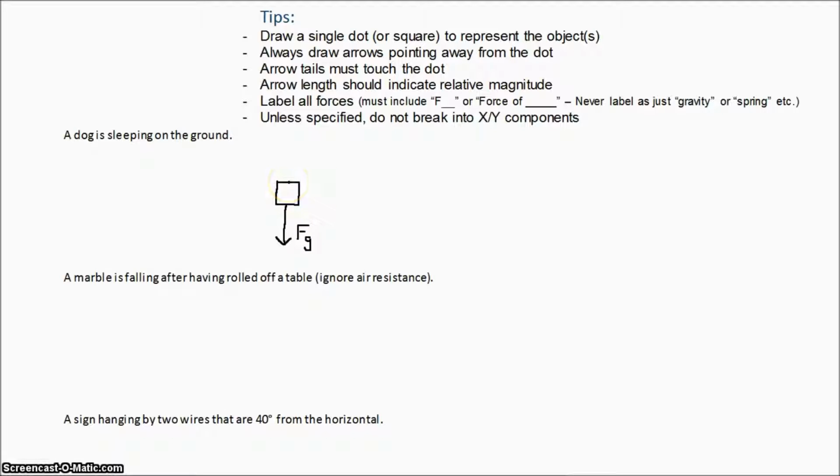And the dog is in equilibrium, it's just sitting there sleeping on the ground, so we draw a force that balances out the force of gravity. And in this case, since the dog is on the ground, this is going to be our normal force.